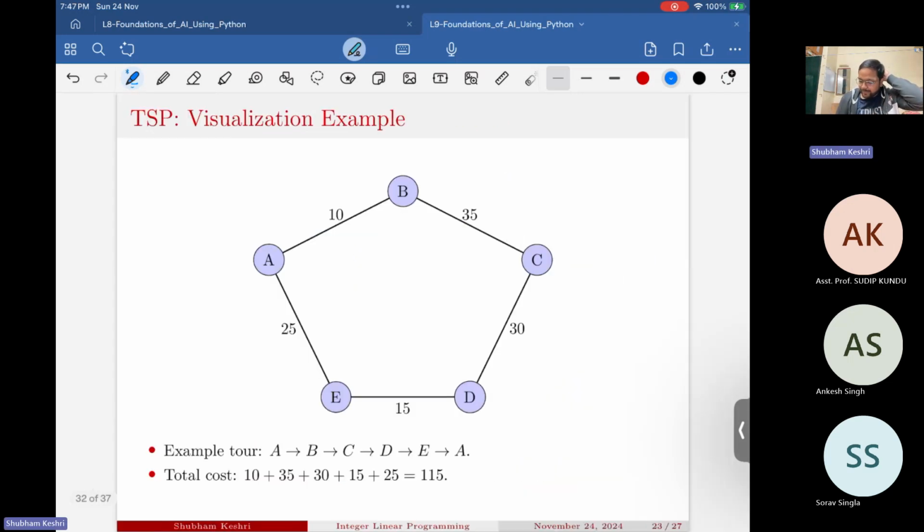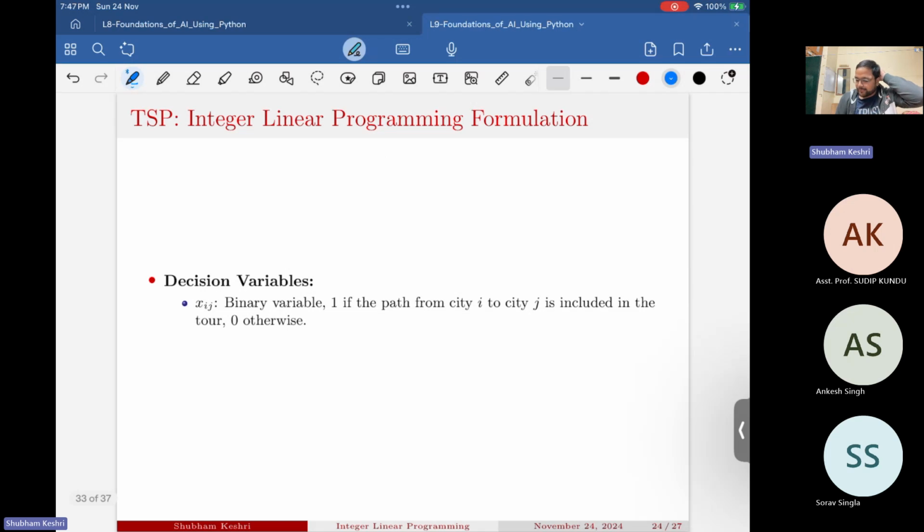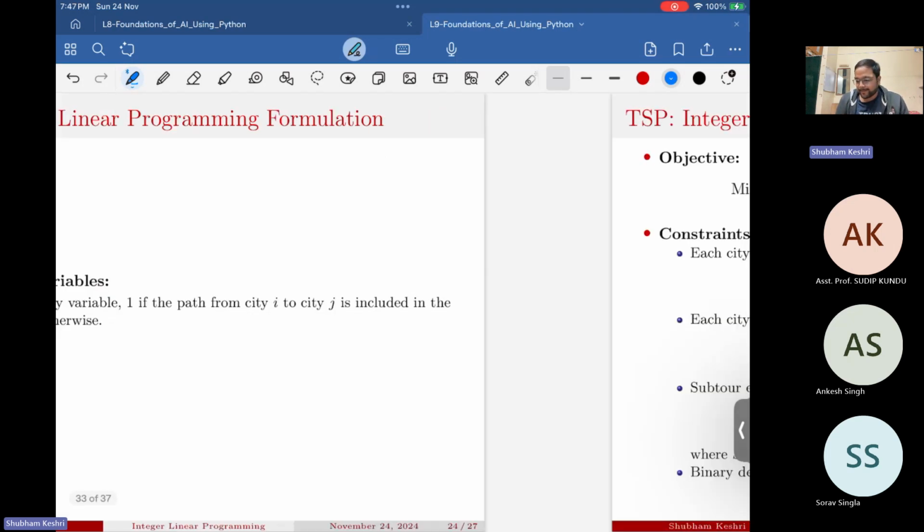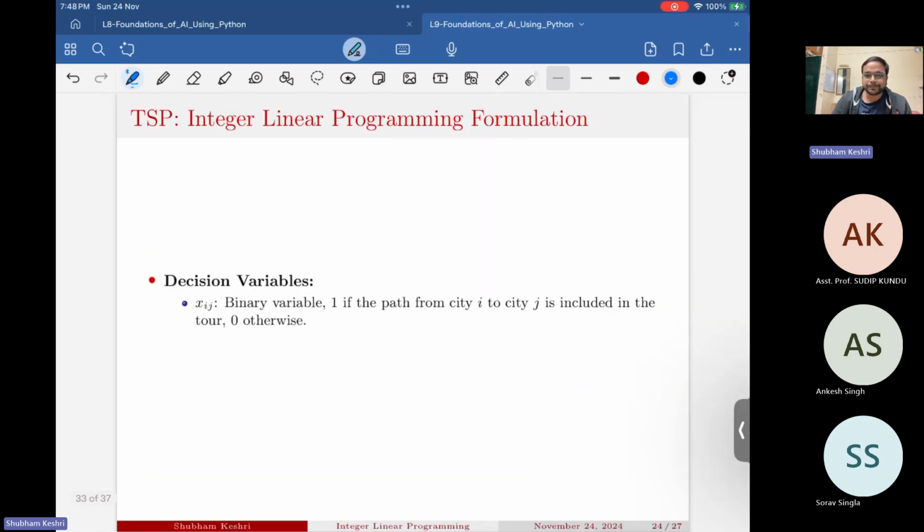So this is one example visualization. The decision variable is xij, which is a binary variable, which is 1 if the path from city i to city j is included in the tour and 0 otherwise. What will be the objective function?